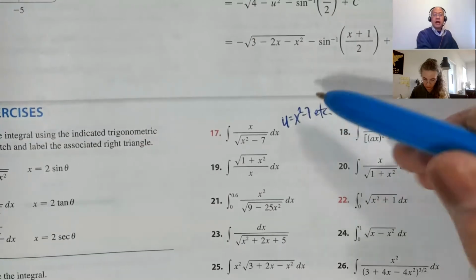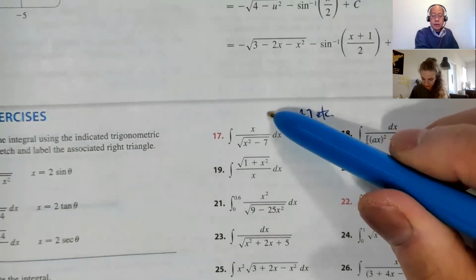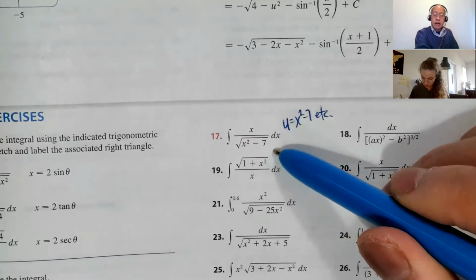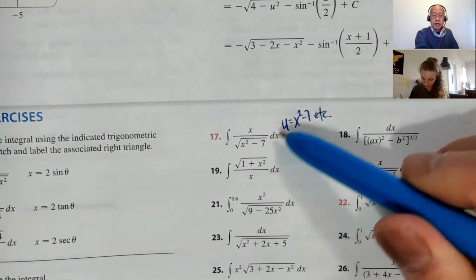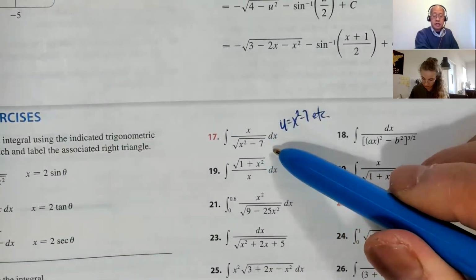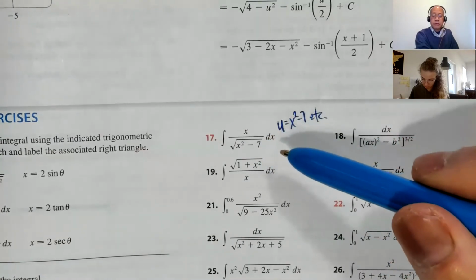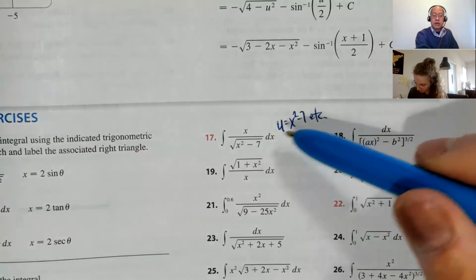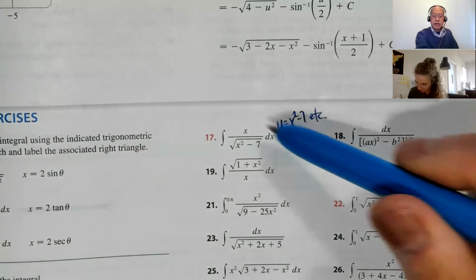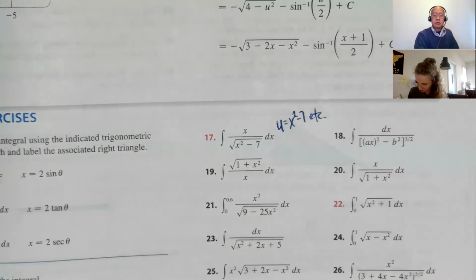Now, if the numerator had been x squared over radical x squared minus 7, then I'm stuck. I have no choice but to do it by what I suggested. Okay. But for something like this, just do your regular u substitution. Right? U equals x squared minus 7, du equals what? 2x dx, and so on. Okay.